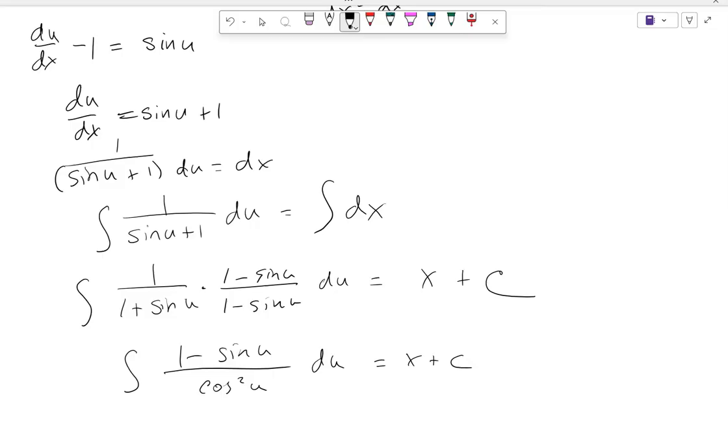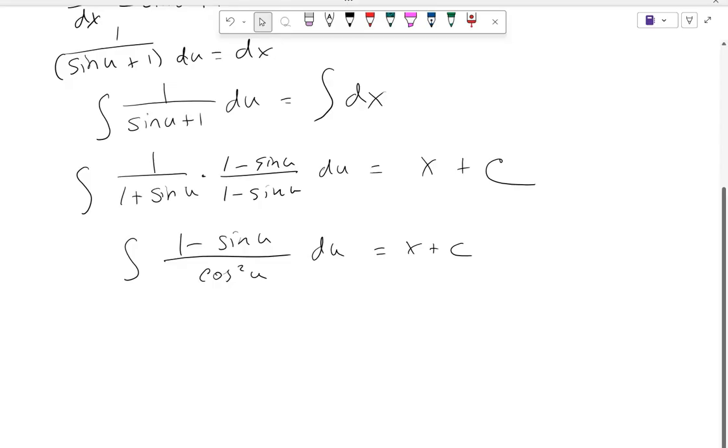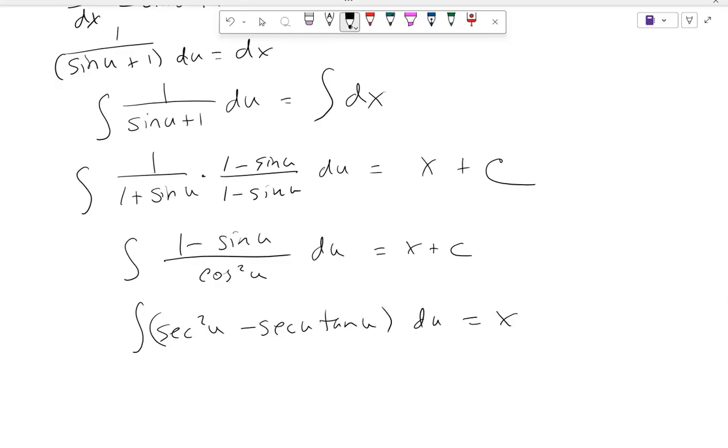I can separate it, right? I can now separate it into two pieces. You can do a u sub, by the way, or a double u sub probably in this case, but that's overkill. You really don't need to do that. 1 over cosine squared is secant squared of u. Sine over cosine squared is sine over cosine, which is tangent, times 1 over cosine, which is secant. So this is minus secant u tangent u du. And this is why you didn't need to use u substitution.